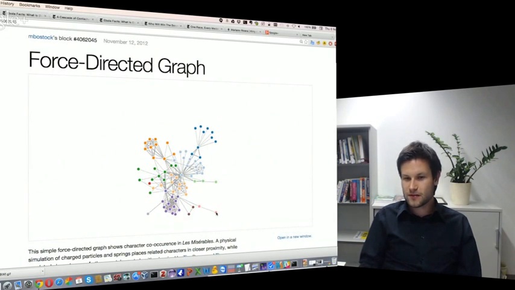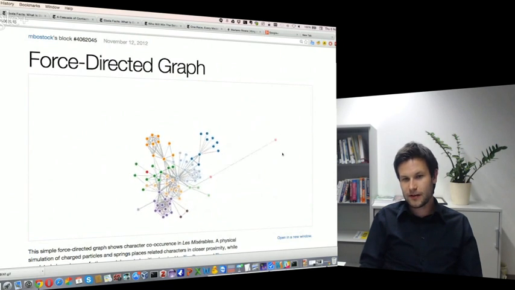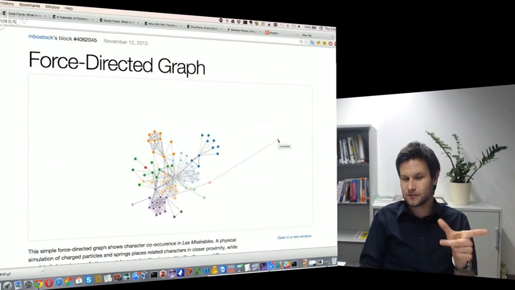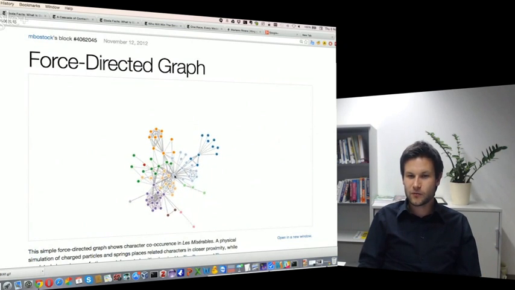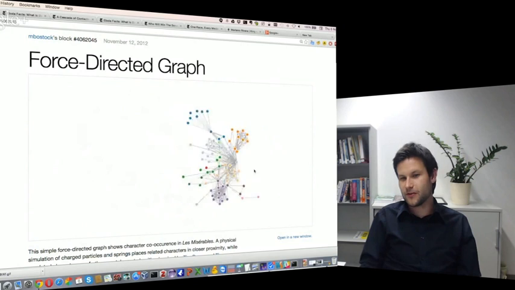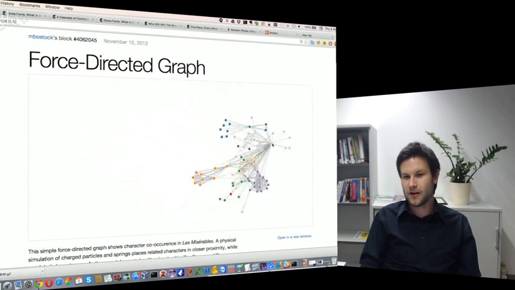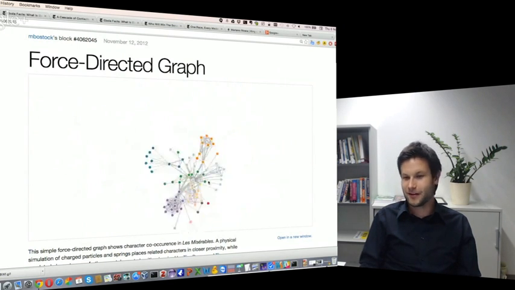So if I would just take a node which is only connected to one other node in the network, then it has almost no effect on the rest of the nodes, because the force along this single edge is not too high. But if I take one node in the center, all the other nodes will follow me because it's a very central node. And this is called a force-directed graph. And it's fun to play with it, I guess.